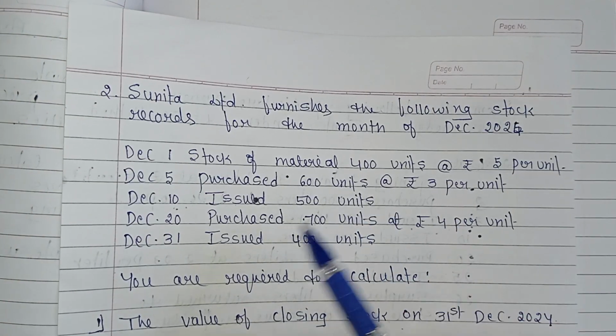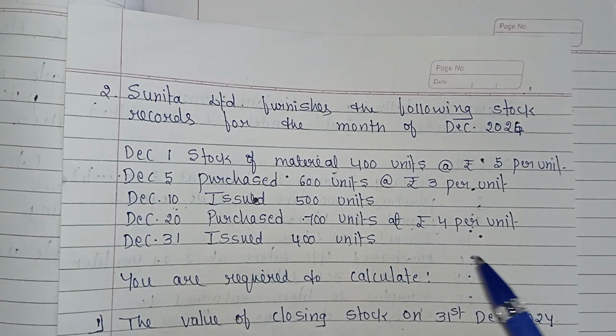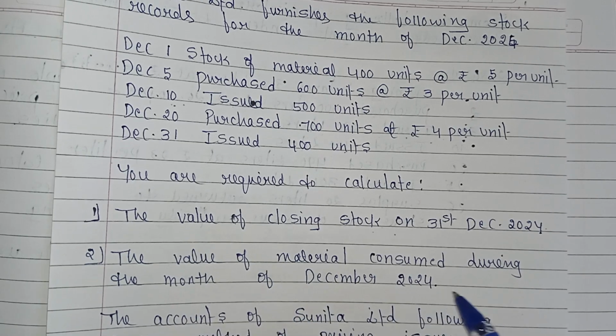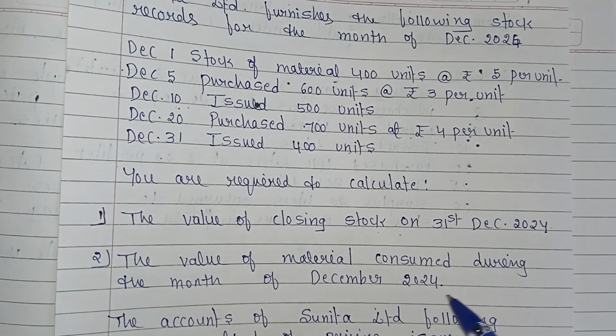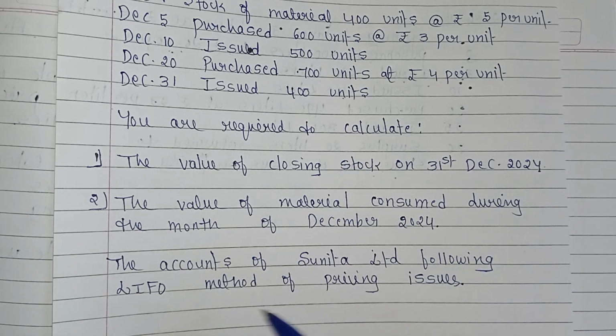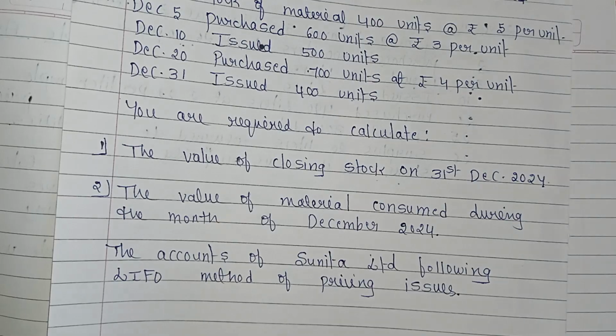See here, on December 10 issued 500 units, and on December 31st issued 400 units. The value of these we need to determine here. So secondly we need to determine the value of materials consumed during the month of December 24, in the accounts of Sunita Limited following the LIFO method of pricing issues. Clear? Let's solve the problem.